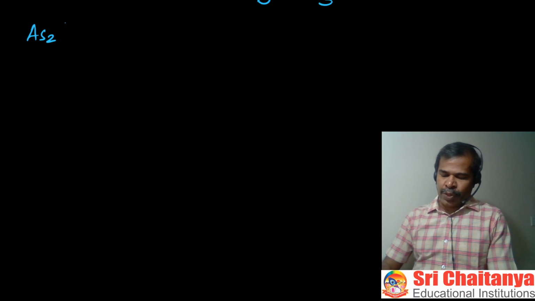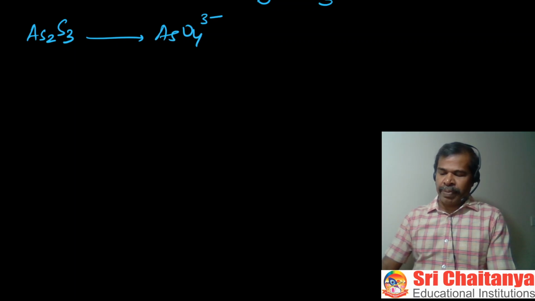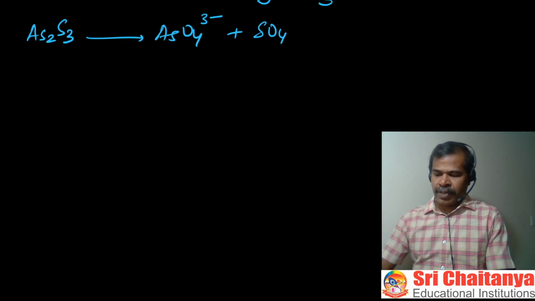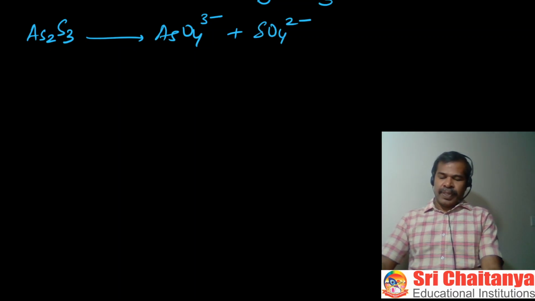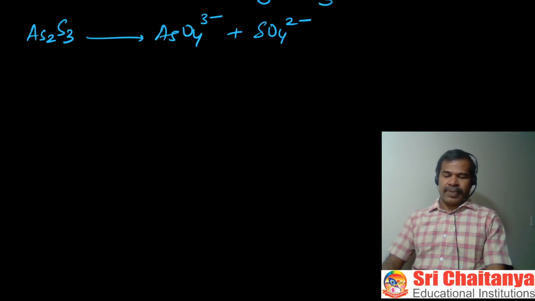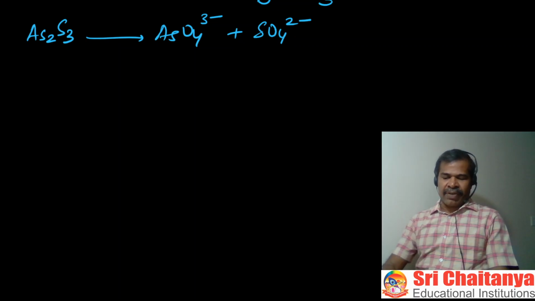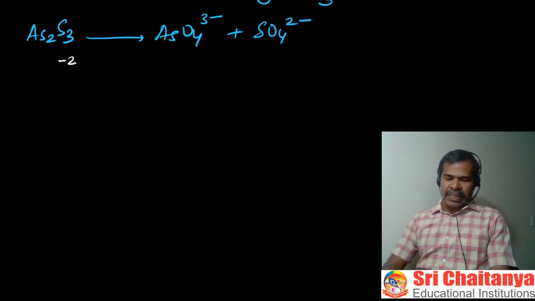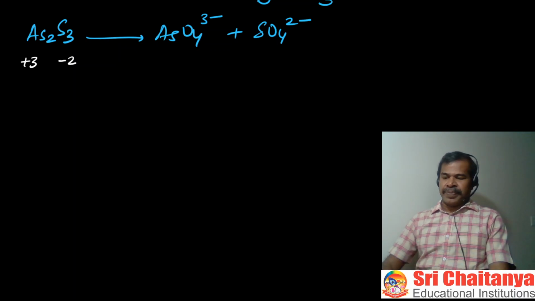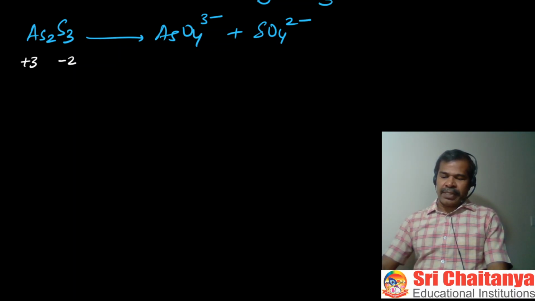I'll take As2S3, arsenic sulfide, changing to AsO4 3 minus plus SO4 2 minus. So in this particular case, arsenic is in plus 3 state, and sulfur is in minus 2 state. You can work out for this, x minus 8 equal to minus 3, so it will be plus 5, and sulfur is in plus 6 oxidation state.